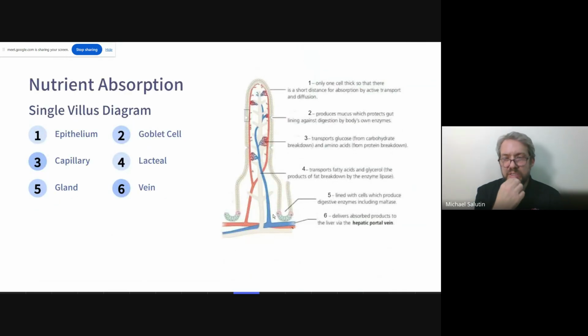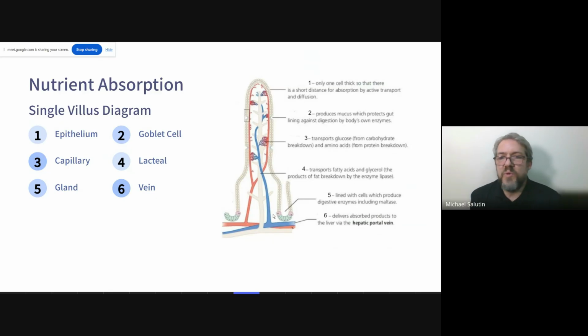Okay, so we talked about the jejunum and these little projections that increase the surface area, which are called the villi. Each villi is actually covered with even smaller projections called microvilli. But we're just going to look at one villi, or rather a villus, since it's a singular. And we're going to look at the different parts. And these are parts that you need to know for the final.